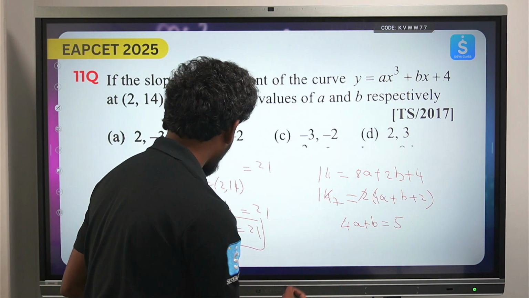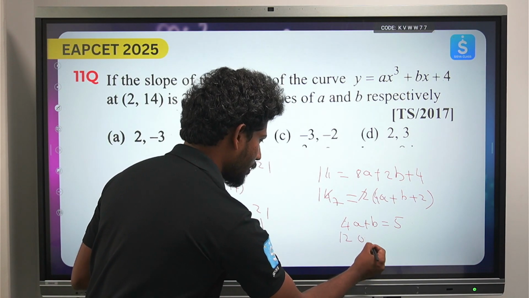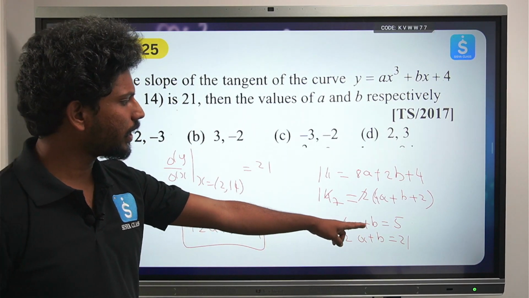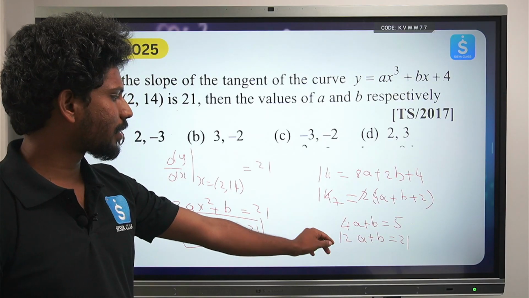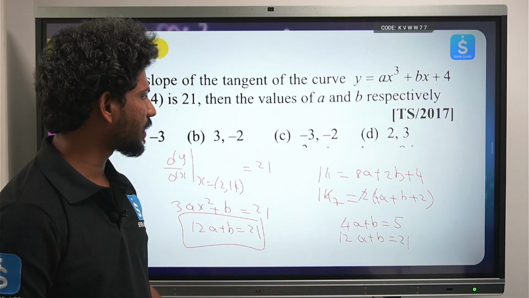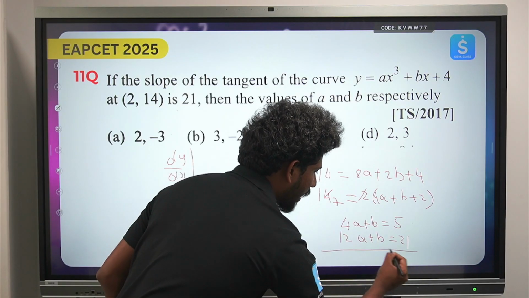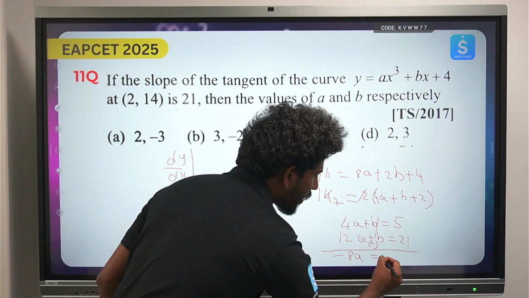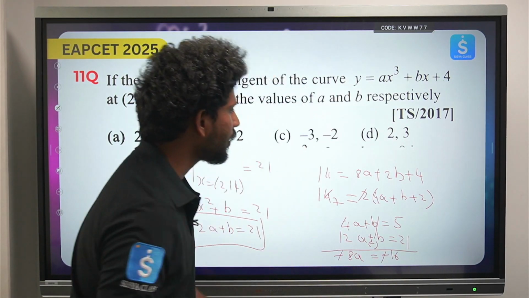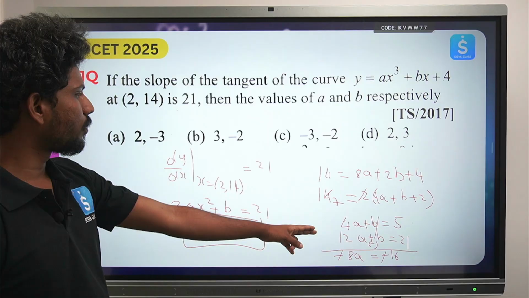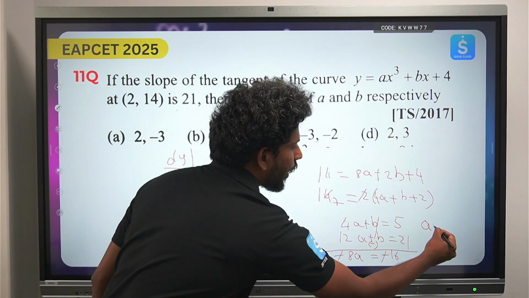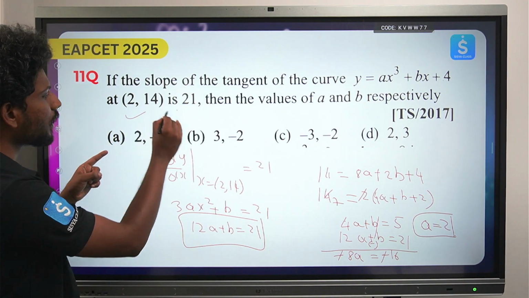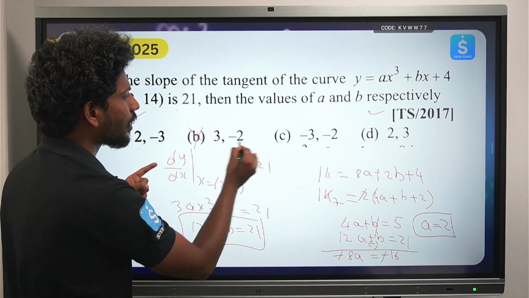Solve these two equations. This is 12a plus b is equal to 21. Subtracting, 5 minus 21, 4 minus 12, so this will be minus 8a is equal to 5 minus 21, which is minus 16. So the a value is equal to 2. So wherever the a value is 2, those are our correct answers. Here the a value is 2, and here also it is 2. So these two answers are wrong.